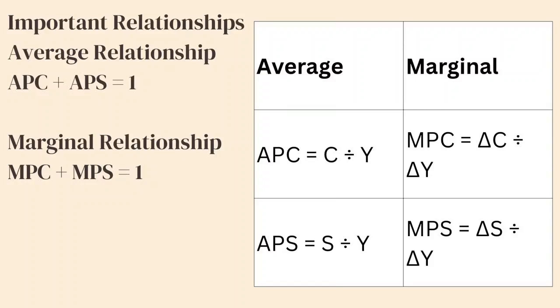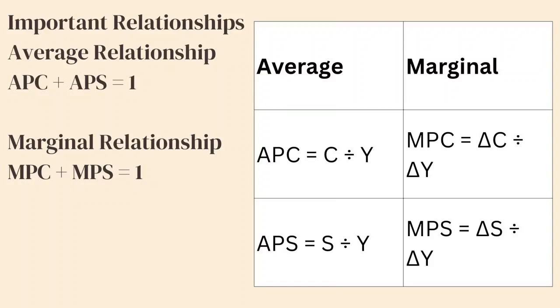Now let's understand MPC and MPS. Suppose income increases by 10,000. Out of this additional income, a person spends 7,000 and saves 3,000. So MPC is equal to 7,000 divided by 10,000, which is 0.7. MPS is equal to 3,000 divided by 10,000, that is 0.3. So again 0.7 plus 0.3 gives us 1. So this is always true because every additional rupee earned is either spent or saved.